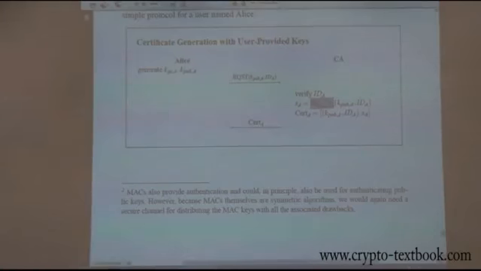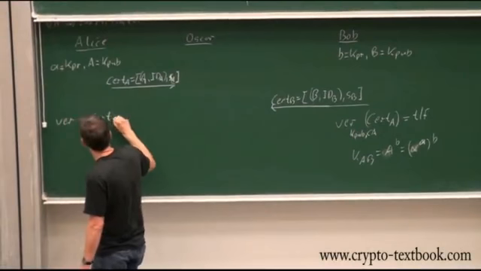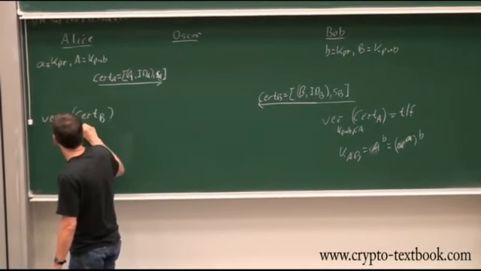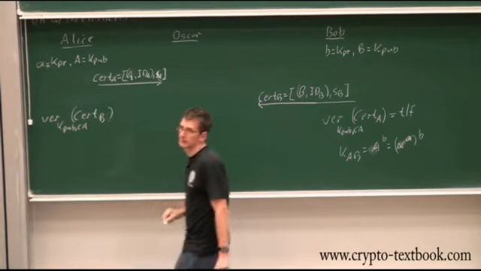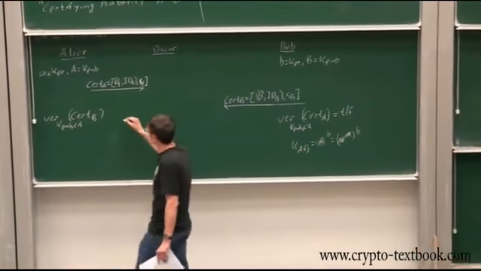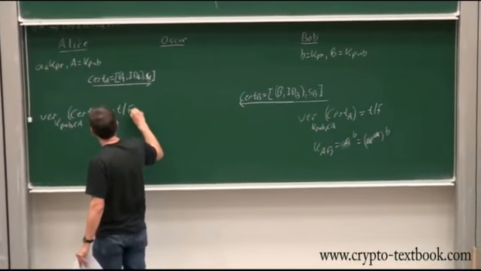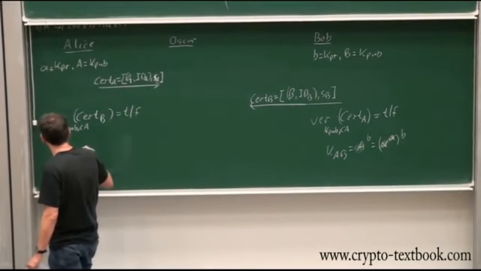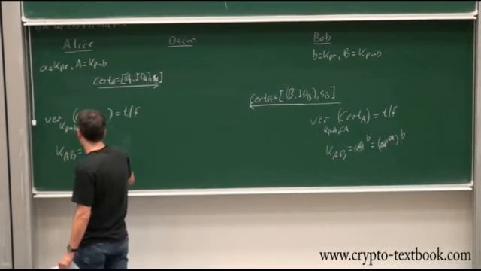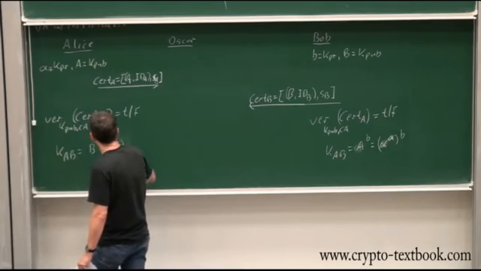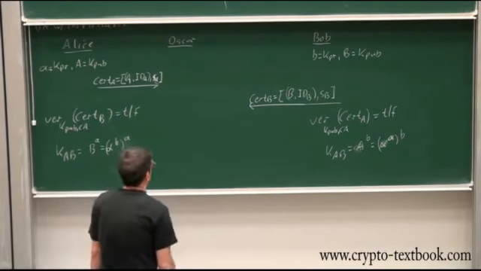Alice verifies Bob's certificate using also the public key of the certifying authority, the CA. If this turns out to be correct, she can also do her side of the Diffie-Hellman. That means she can compute KAB, which is B to the A-th power, which is alpha to the B to the A. Is that correct? Yeah.